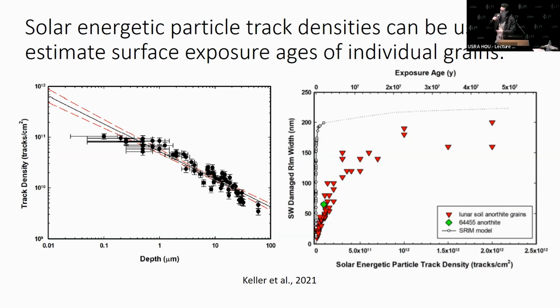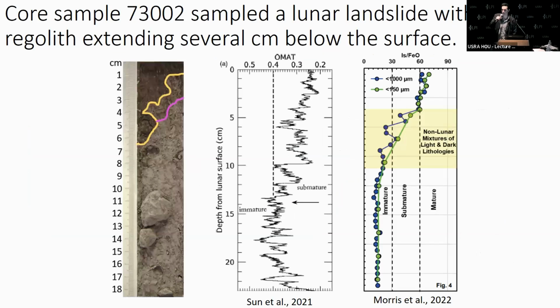So with this new method to identify exposure ages on individual grains, I wanted to apply this to 73002. So we've all seen these figures before. Yesterday during the stratigraphic session, they were talked about a lot. So on the left, we have an image of the core. We have our dark and our light lithology. That dark upper region is the space weathered material.